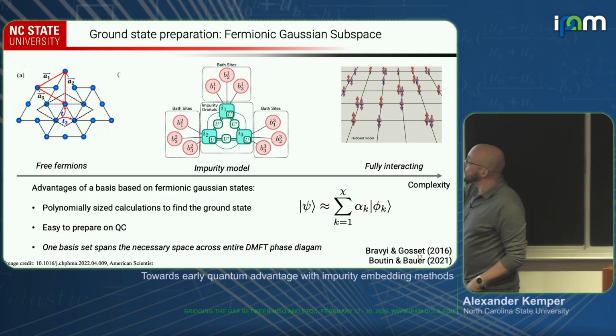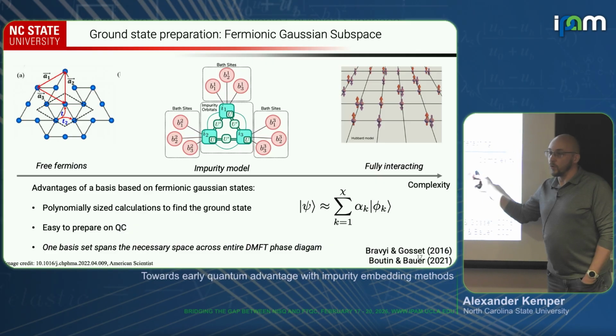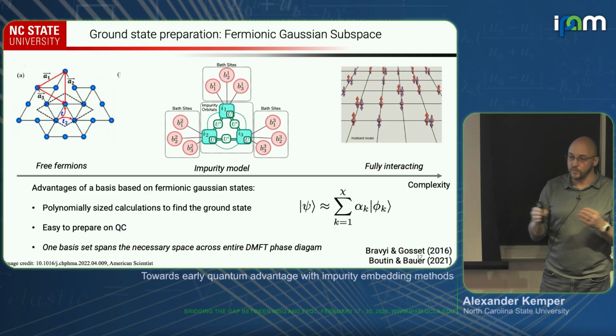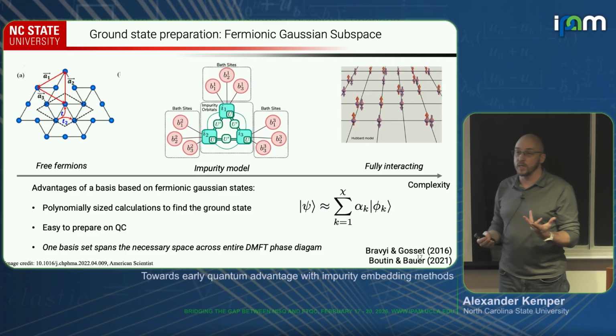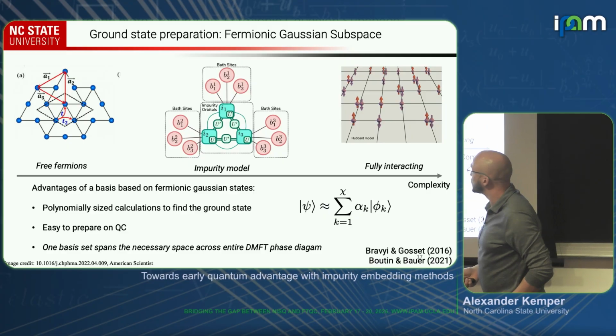And you can tune this, right? You can make your impurity more complicated, where you need more and more of these. So you have tunable complexity for your problem. This is helpful as you're trying to find a problem that is relevant to a quantum computer that you might have access to.